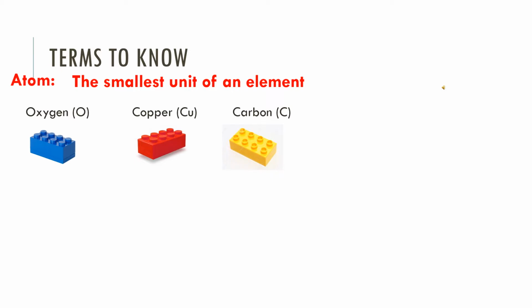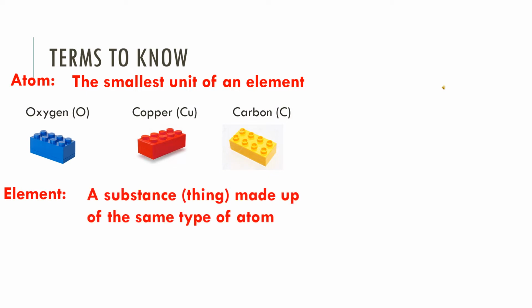These Legos have different colors, just like atoms are different, but an individual Lego is just a unit of something. So an individual atom could be oxygen, could be copper, could be carbon. An element is a substance made up of the same type of atom. For example, we can have oxygen as our element, which is a bunch of oxygen atoms, so a bunch of blue Legos together. We could have copper as an element, just a bunch of red Legos together. We could have nitrogen as an element. Let's say nitrogen is green, so we have a bunch of green Legos together.